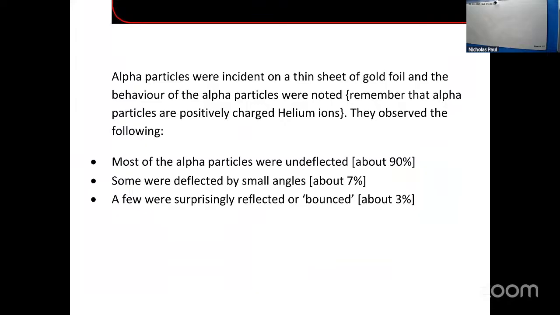Alpha particles were incident on a sheet of gold foil, and the behavior of the alpha particles was noted. Remember that alpha particles are positively charged helium ions, right? They observed the following. So if a question asks you what they observed, these are the things. Most of the alpha particles were undeflected. Some were deflected by small angles, about 7%, and a few were surprisingly reflected and bounced.